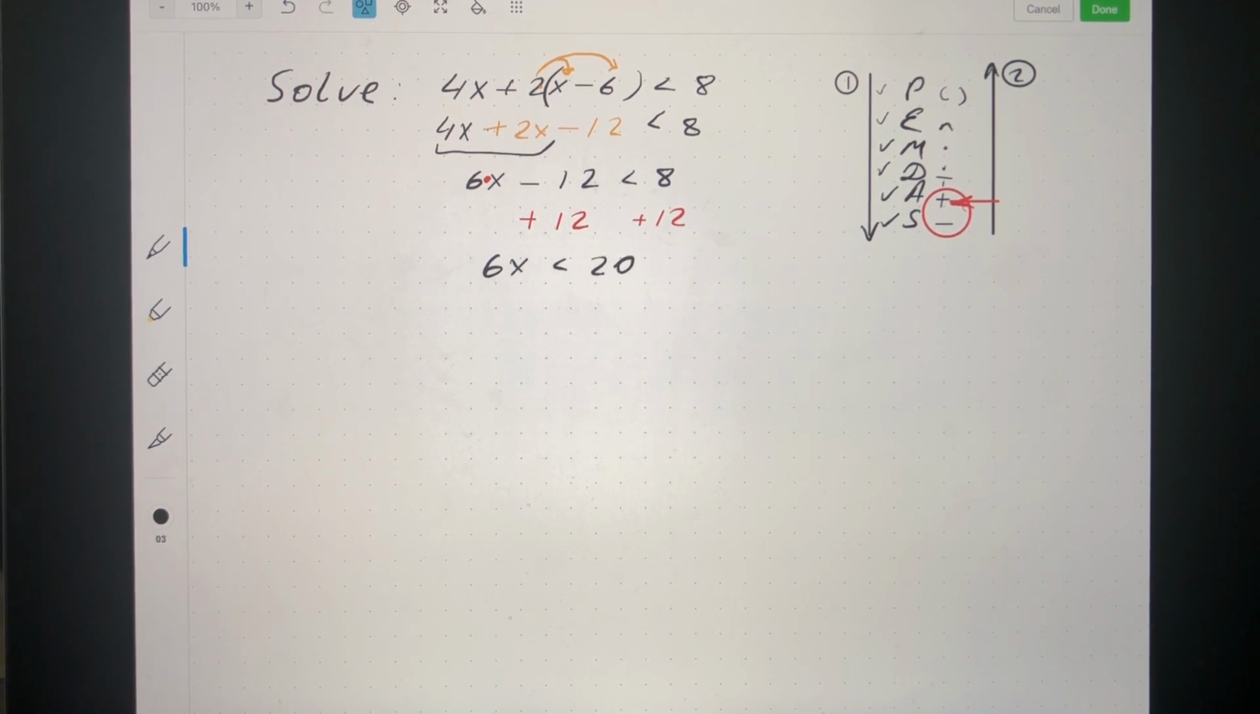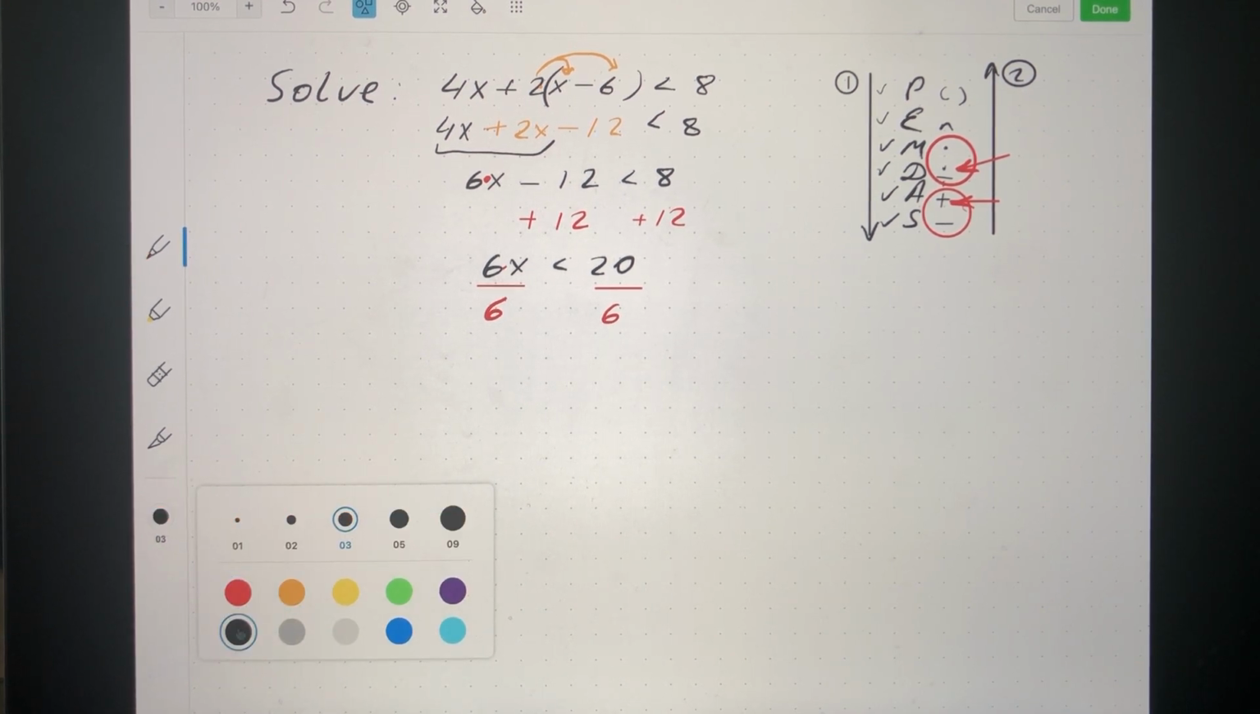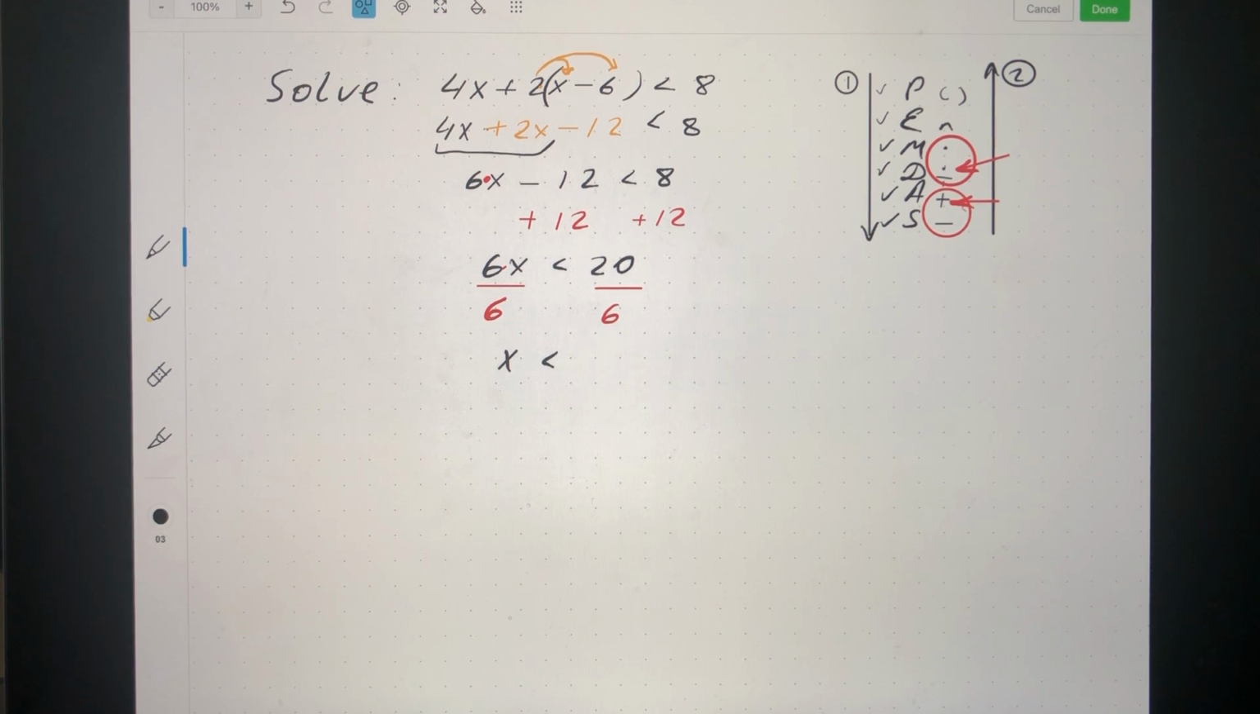At that point, the only thing left to undo is multiplication, and to undo times by 6, we use its inverse, which is the division. So we divide both sides by 6. Since we divide by positive 6, the inequality sign remains the same. And so now we have x less than 20 over 6. We notice that both numbers are even, so we could reduce by 2, and that makes 10 over 3. So our answer is x less than 10 over 3.